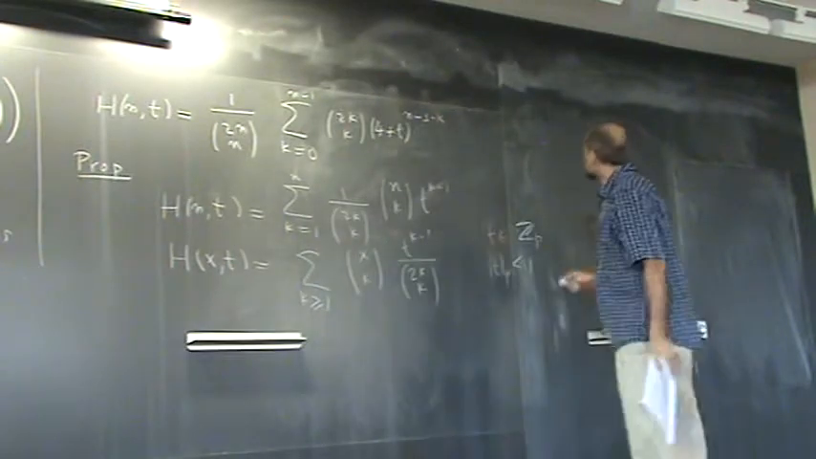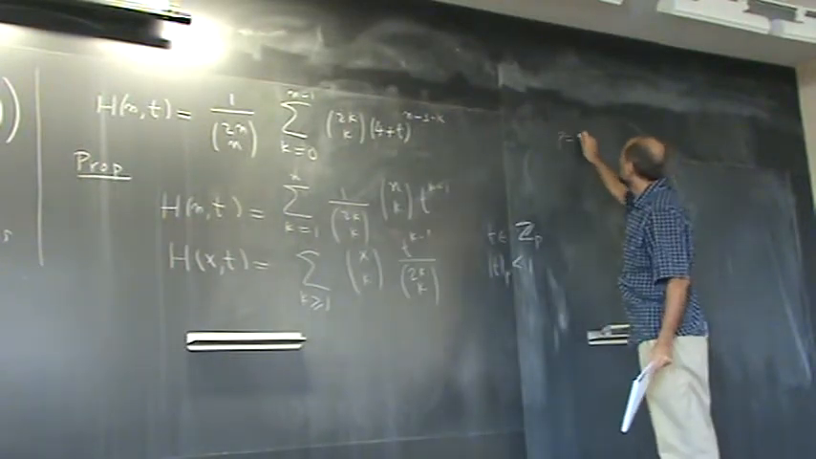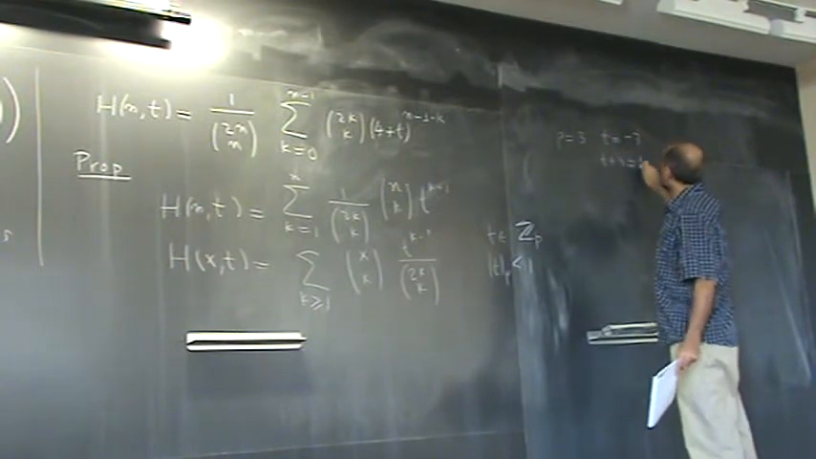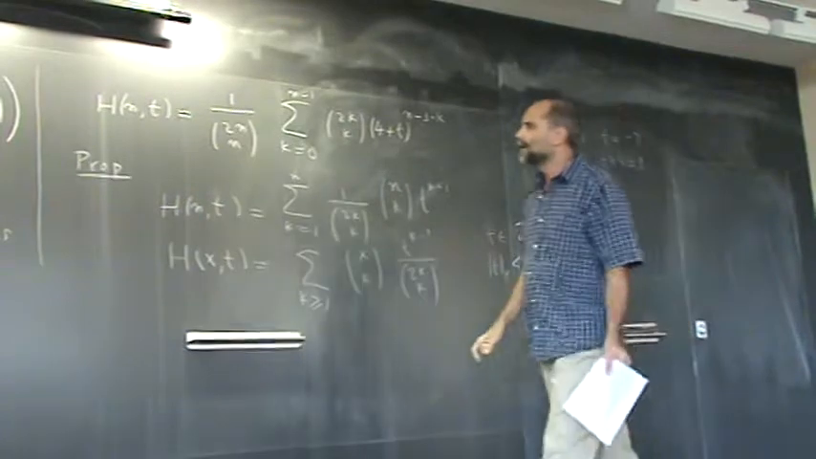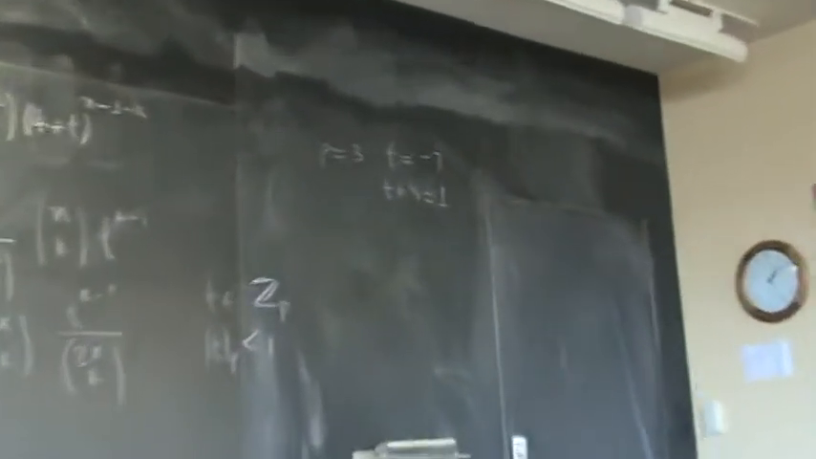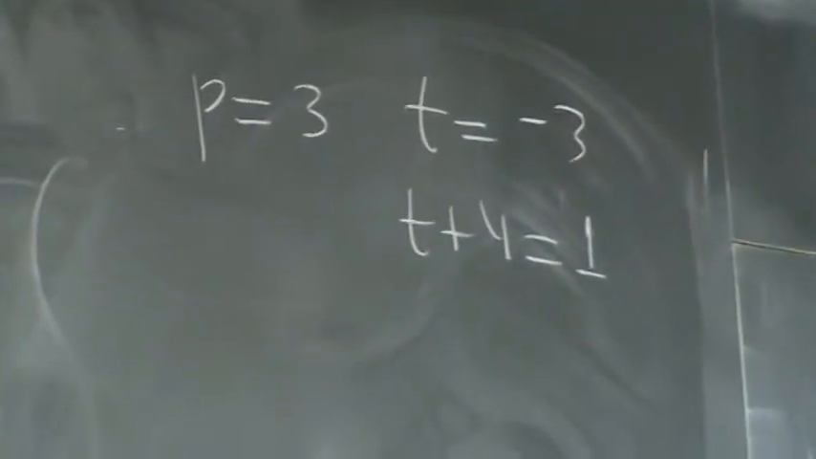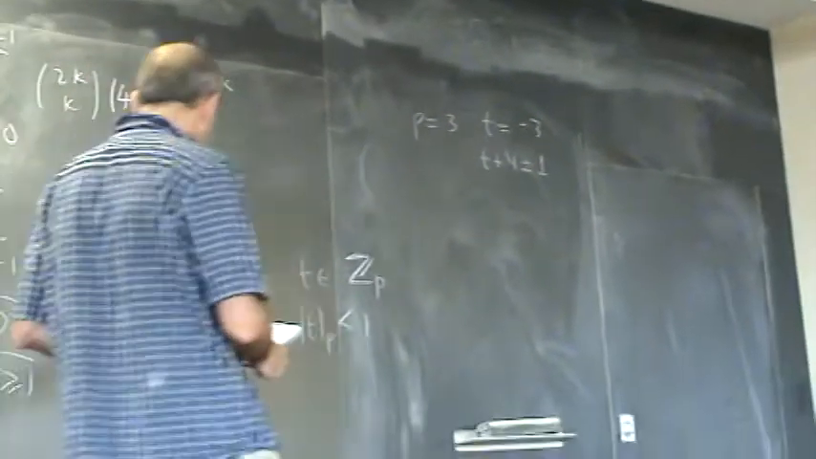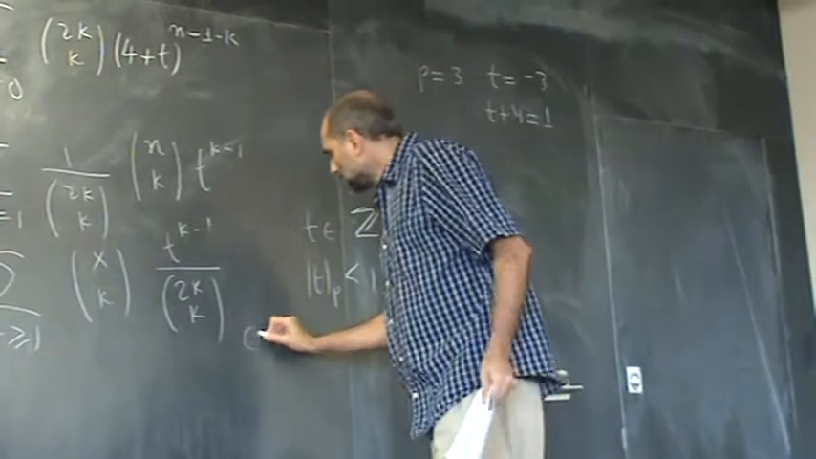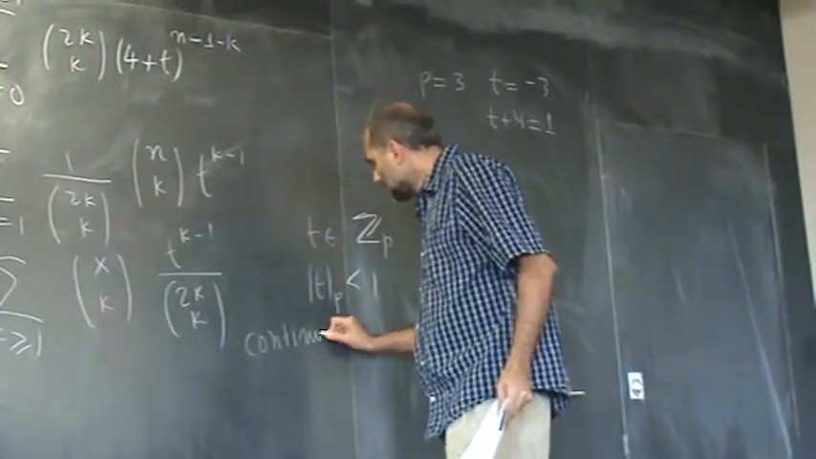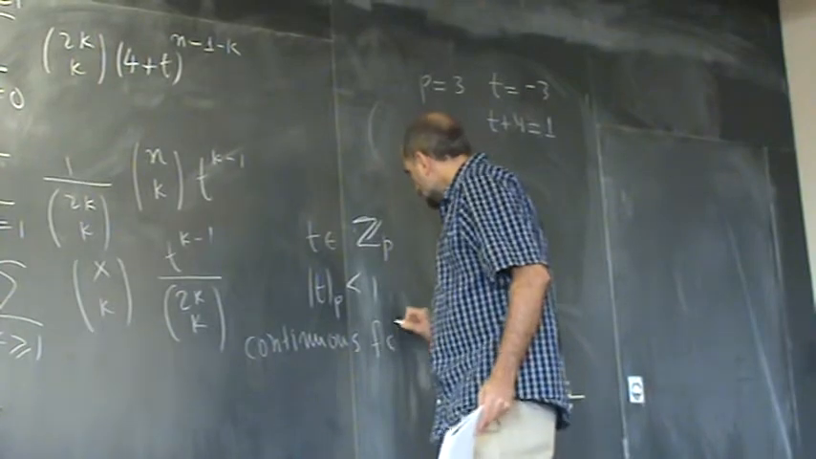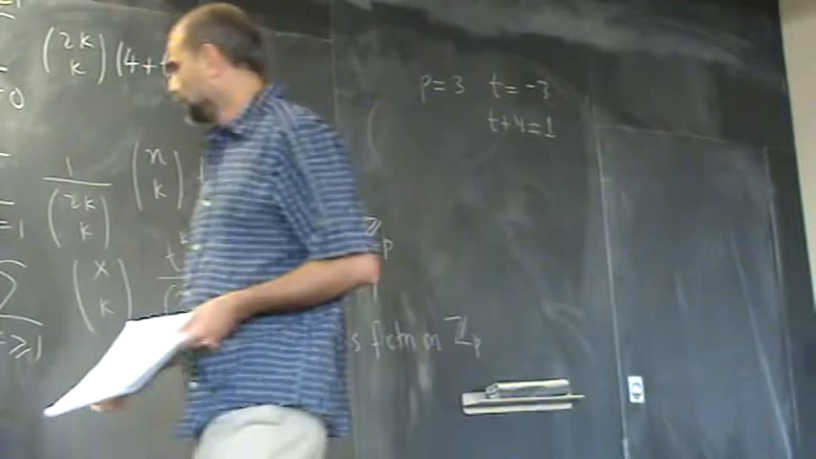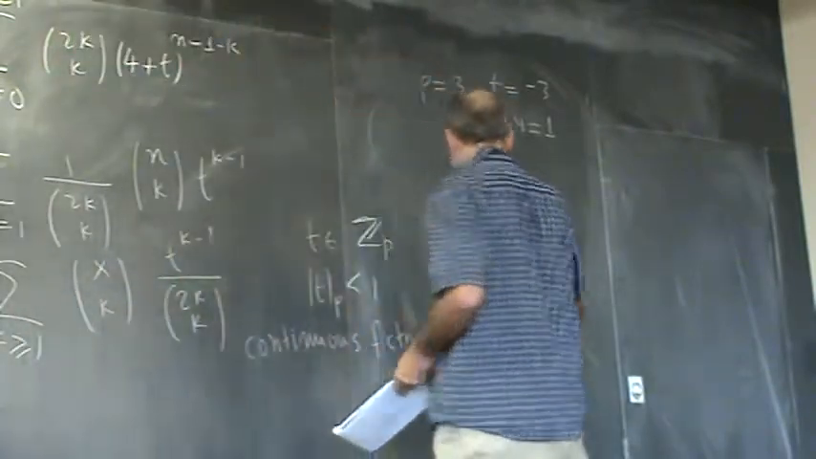And if p is equal to 3, so if we take t to be -3, t plus 4 is 1, then this recovers almost what's in here, except for that n squared. But we could do this a little better. So this is a continuous function on C_p, but in fact it is an analytic function of x.